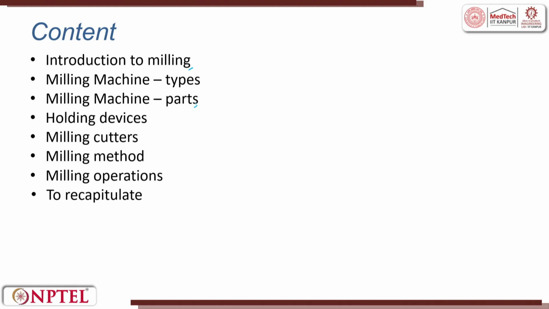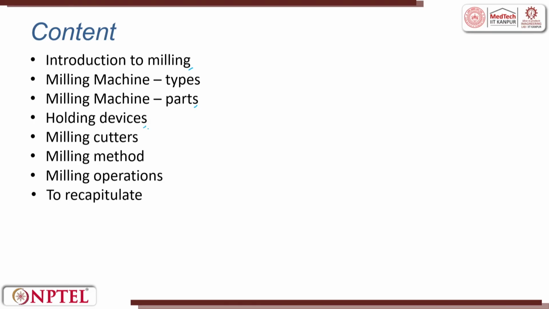Some of them will be similar to that of a lathe, but in a milling machine, the workpiece is constant and the tool rotates. So, naturally there will be different parts involved in a milling machine, then work holding devices, different types of milling cutters, milling methods, and then we will see some of the operations which are commonly done in milling, and then finally we will have a recap.